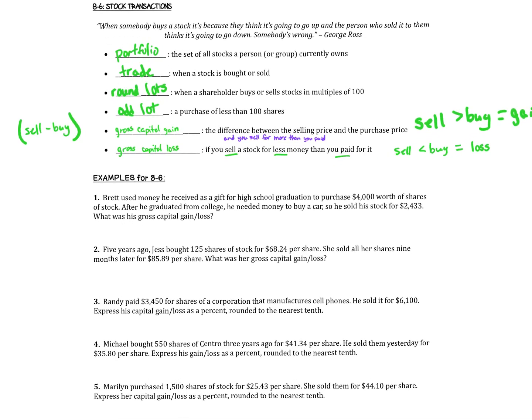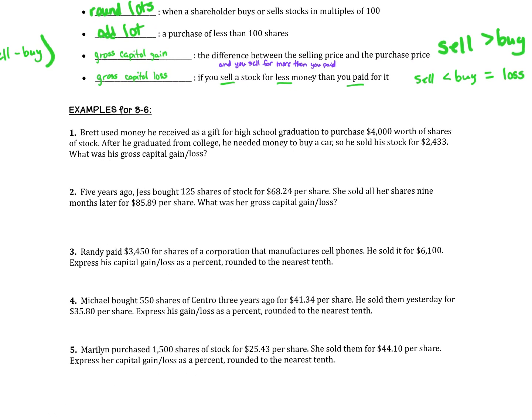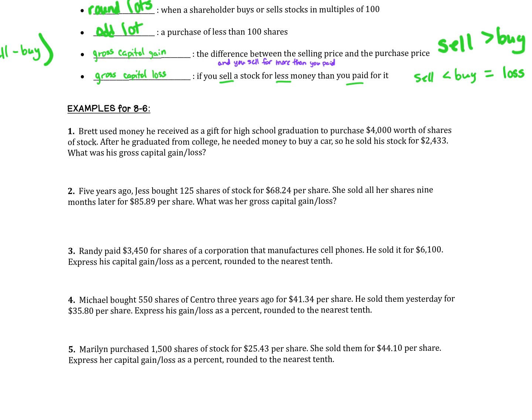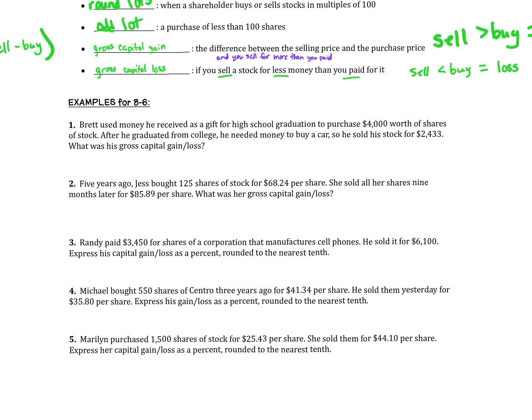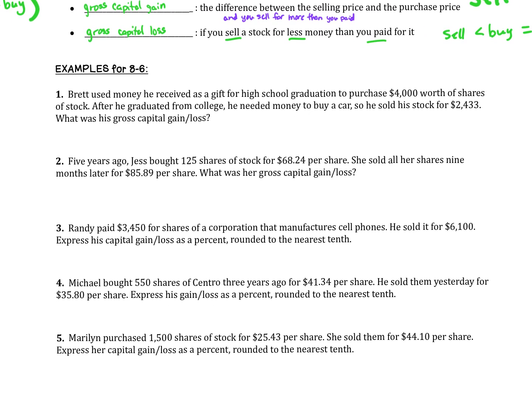Okay, first one, Brett used money he received as a gift for high school graduation to purchase $4,000 worth of shares of stock. After he graduated, he needed money to buy a car, so he sold the stock. What was his gross capital gain or loss? Okay, so we've got to do that figuring first. Notice on this one, it's just asking what was his gross capital gain or loss. It wasn't asking for a percent.